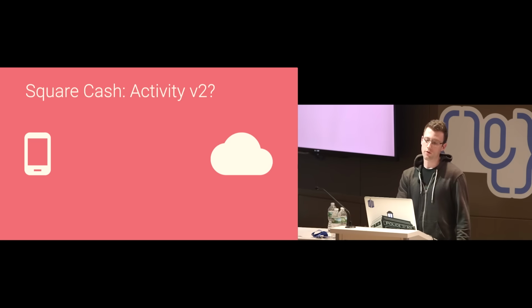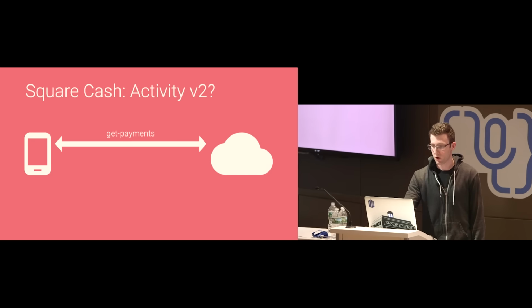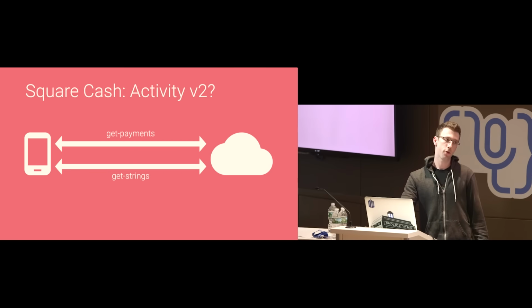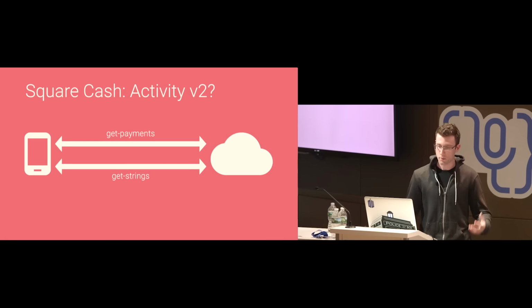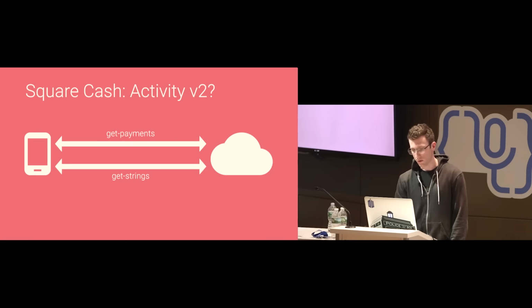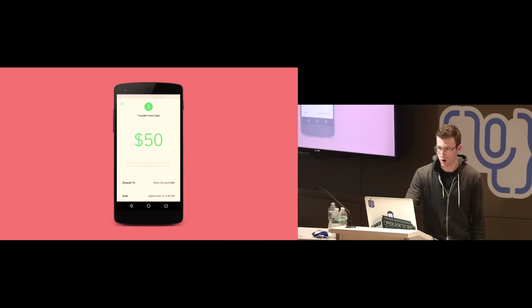All right, so how can we solve this? Well, one thing we can do is we can take out all the strings from the payments. So we keep our old get payments syncing model, and we also have a new one for getting the strings. And then the payments reference strings in our strings map using IDs. That's kind of gross, but it works. Except that in our case, it doesn't work.